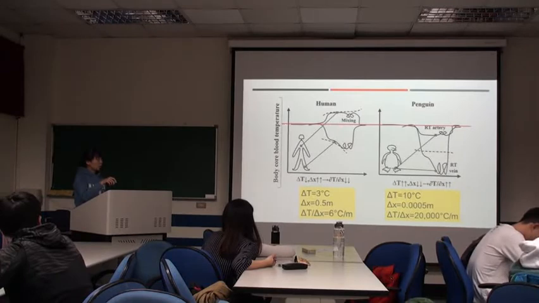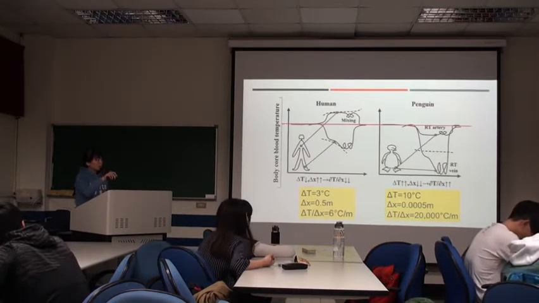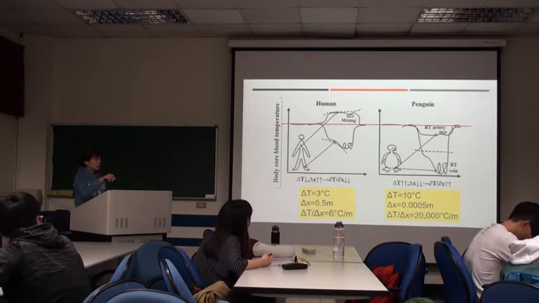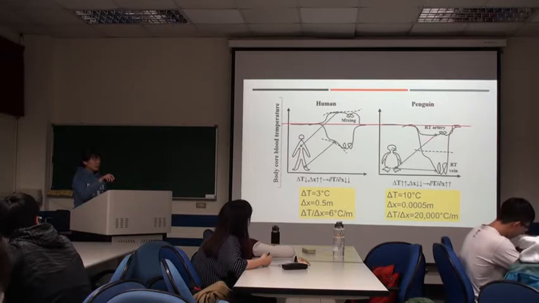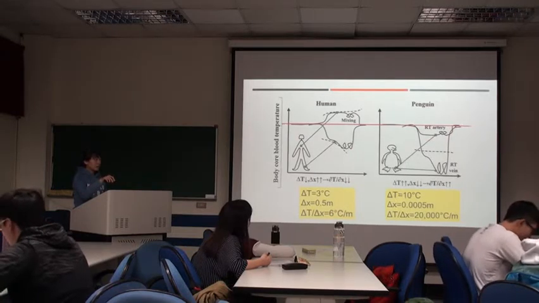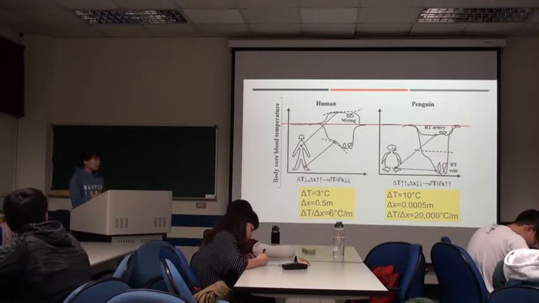The red light is the body core blood temperature. And this is the temperature of the human heart. And this is the temperature of human leg tissue. This is the temperature of arteries in the penguin. And this is the temperature of veins in the penguin.